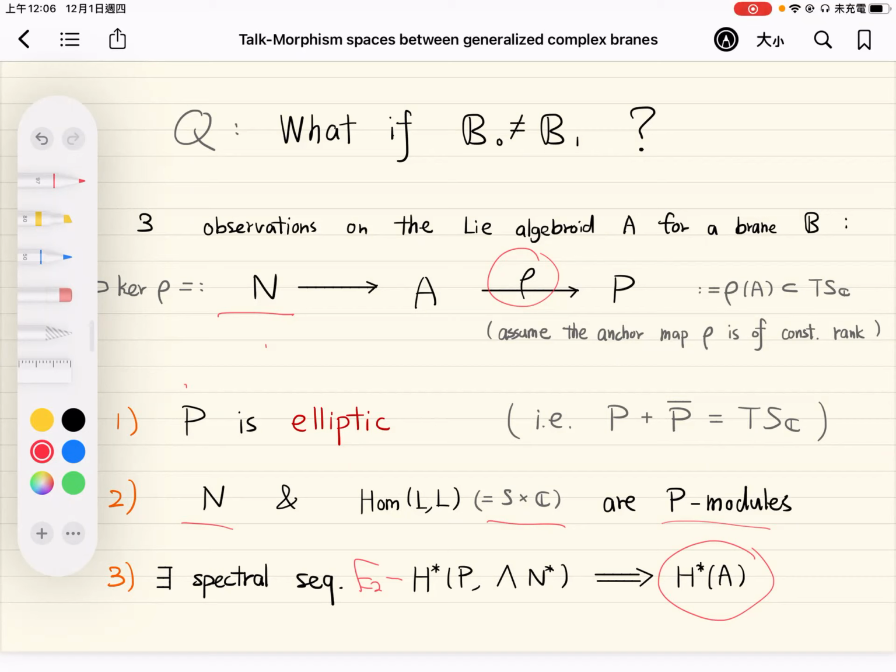So we try to find some similar properties for the general case, when we have two non-identical branes. Can we find such a P here, an elliptic distribution on the intersection, and can we also have some certain kind of P module, and then can we define a semi-classical Hom? So that's why we have the notion of admissibility.